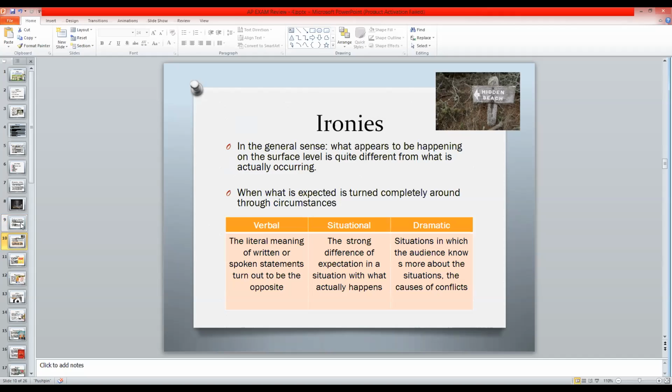In the general sense, it basically is what appears to be happening on the surface level is quite different from what is actually occurring. In this case, we have verbal, situational, and dramatic. On the one hand, if someone is doing verbal irony, the literal meaning of written or spoken statements turns out to be the opposite. We can think of it as sarcasm, for example. We can say it as a way where we thought they were going to say something, but then later they meant something else, right? Or if they do say something, but they mean something else. So this one's all about intentions. Verbal irony is all about intentions of meaning, usually for speech.